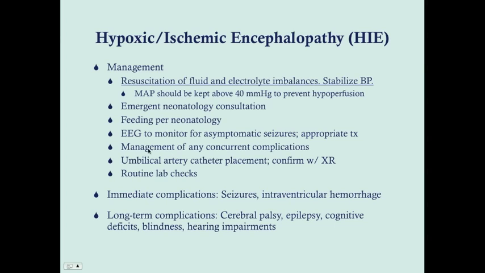You'll want to manage any concurrent complications, and it's also going to be important to have an umbilical artery catheter in these babies. You'll have to confirm that with an X-ray. That'll be helpful for getting routine lab checks because you're going to need those.